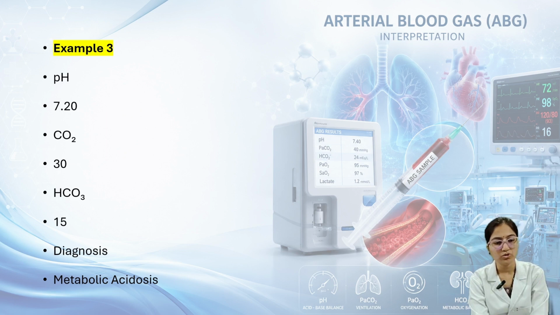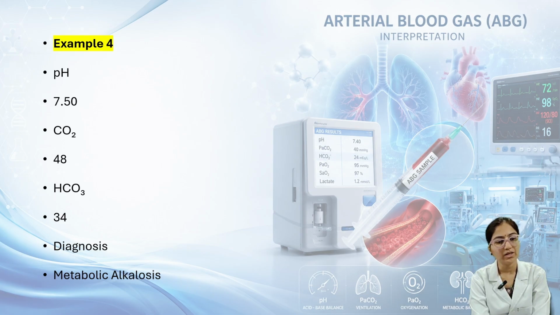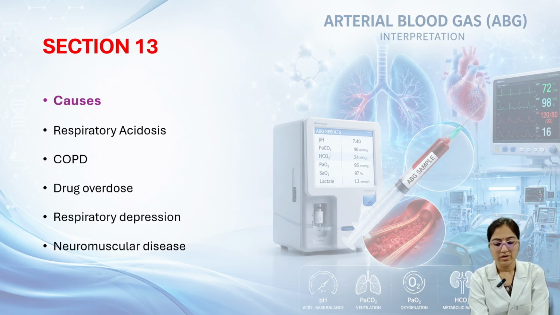Next, another example. pH is 7.20, CO2 is 30, bicarbonate is 50. Diagnosis: yes, metabolic acidosis. Easily you can. And another example: pH 7.50, CO2 48, bicarbonate 34. Diagnosis: metabolic alkalosis.